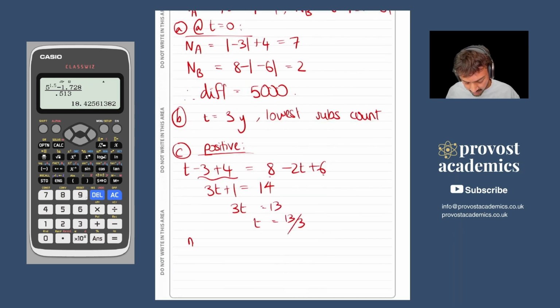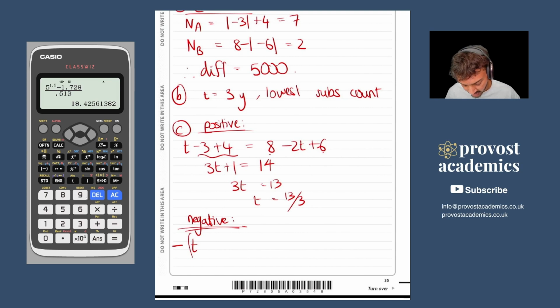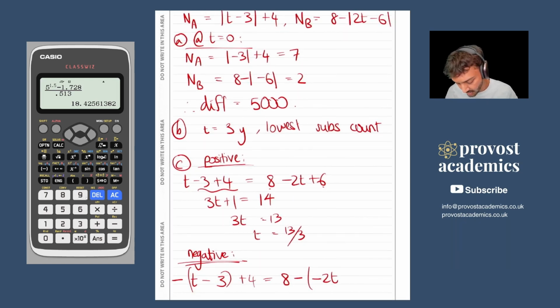And then the negative case, we have t, so I'm going to stick in a negative in front of the modulus. That's where I'm going to stick the negative in. Minus 3 plus 4 equals 8 minus 2t. So it was plus 2t, right? Yeah, plus 2t and minus 6.